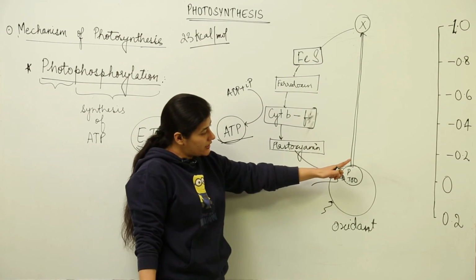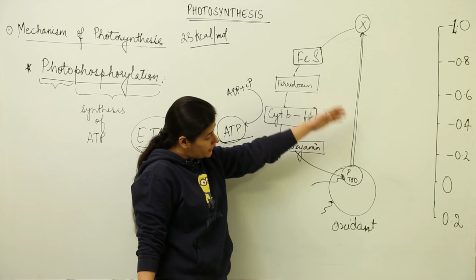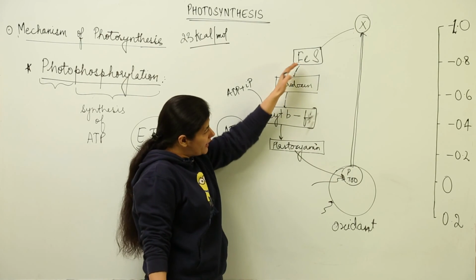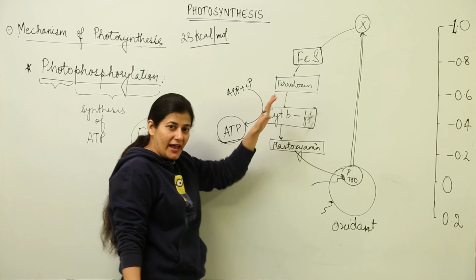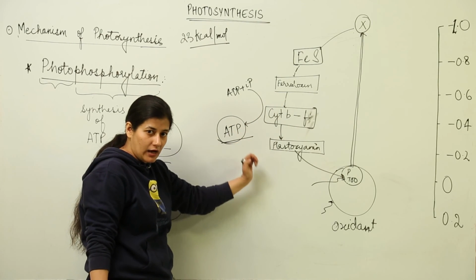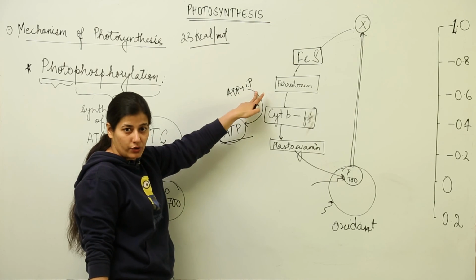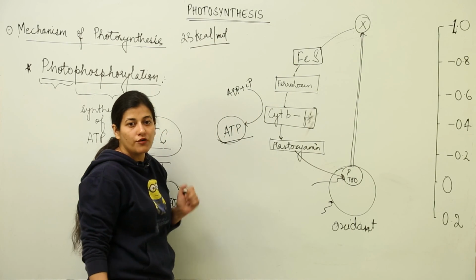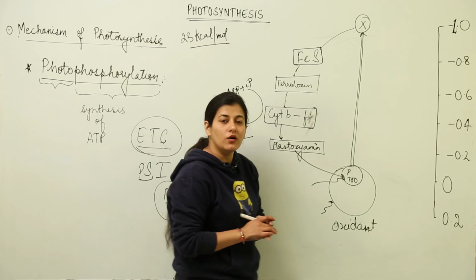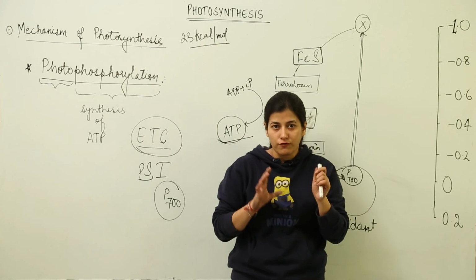As you can see, the site from where the electron was excited, it came back to the same site by subsequent steps, and in those steps, while it was coming down the energy graph, that energy was taken up by these two, ADP and inorganic phosphate, in the formation of ATP. So this is all about cyclic photophosphorylation.